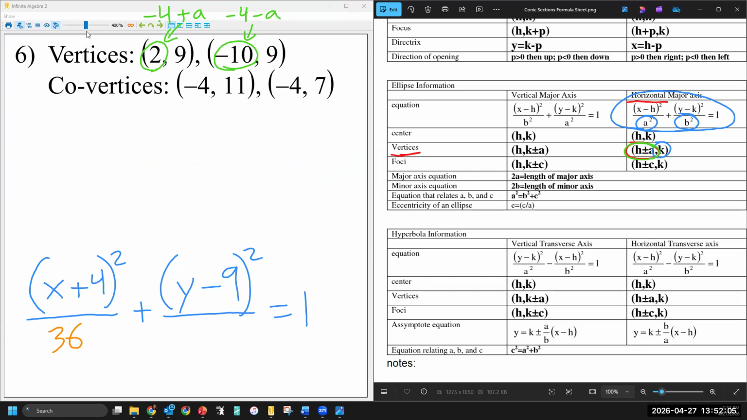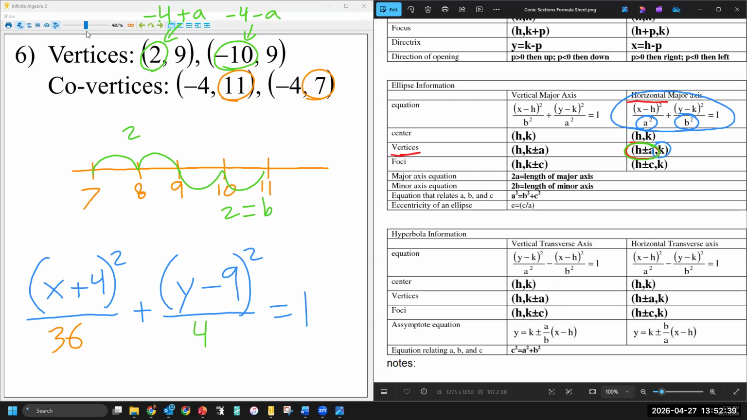Where is B? Well, I know that my values are 11 and 7, and I know I have to be going from K to get there. K is 9. So I have 9 here. Let's count. Well, I can go 9, 10, 11, or if I go the other way, 9, 8, 7. How far? 1, 2. So there's my B. And if I square that number, I get 4. That's B squared.